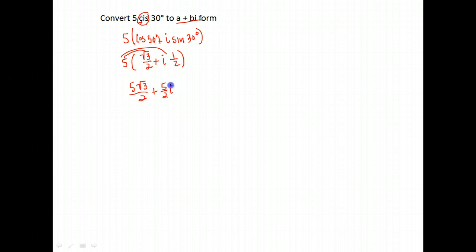And we're going to put the I at the end because typically when we write numbers, when we write I with a number, we put the number first and then the I. Okay, and that's it. 5 root 3 over 2 plus 5/2 I is our answer.